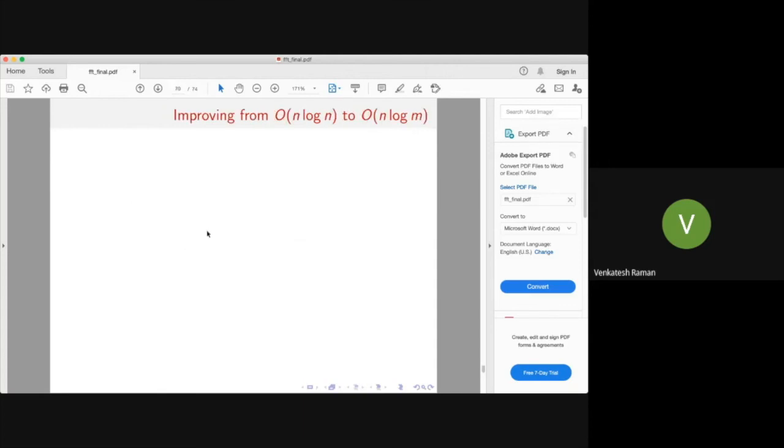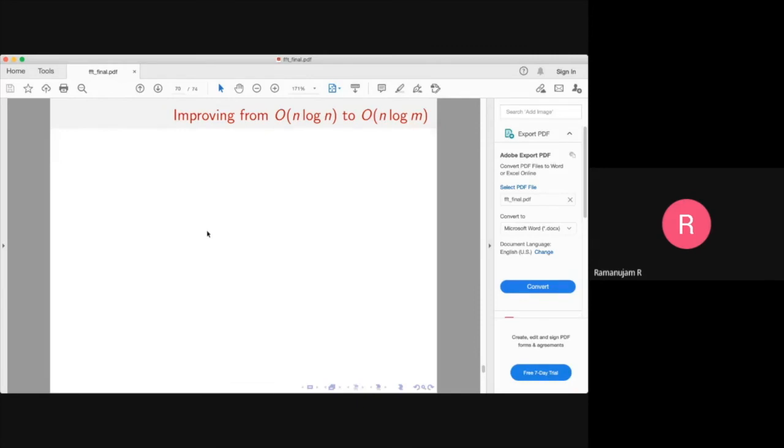So my final comment, this is the last slide. Let me give you a little trick to improve from n log n to n log m, because remember, m is much, much smaller than n. In the logarithmic scale it's not so bad, but it turns out you can actually improve it. There's a very simple trick.